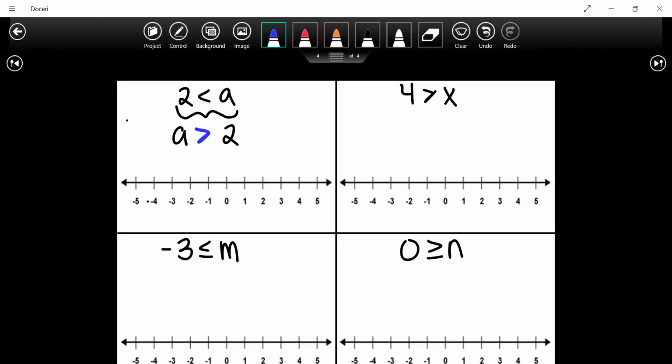Now, looking at this, open or close circle at 2? Open at 2. Going left or right? Right. What does it mean for the arrow to go right on a number line? See that? It's going up. Yes, it's going up. But what are those numbers? Why is it important for the arrow to go right?